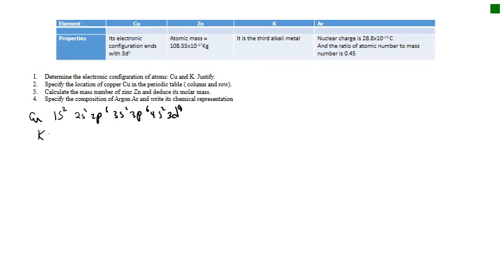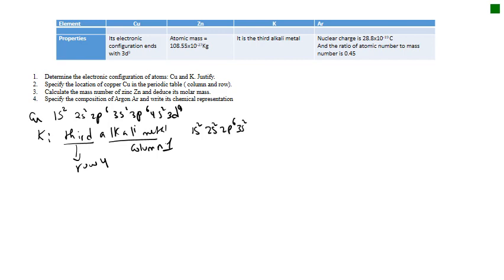With respect to element K, which is potassium, it is the third alkali metal. Since it is the third alkali metal, it is in column 1, and we know that the elements in column 1 start in row 2, so the third alkali metal is in row 4. By writing electron configuration 1s2, 2s2, 2p6, 3s2, 3p6, 4, this is row 4, but in column 1 we stop at 4s1.